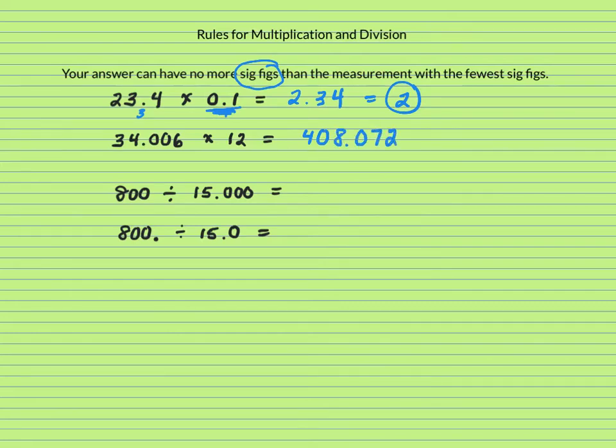Okay, when I multiply this out, I get 408,072 according to my calculator, but I need to round that off to, let's see, this has 5 sig figs and this has 2. I need to round it off to 2 sig figs. So I would have to record this answer as 410.